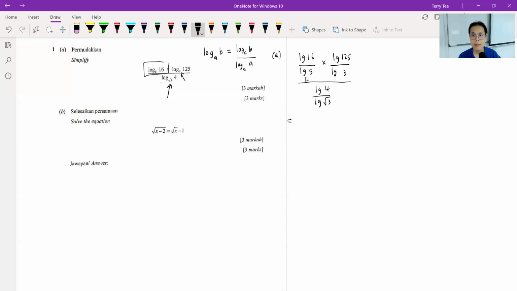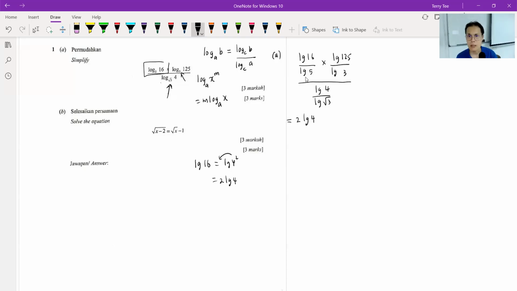Now, we know 16 can be written as 4 power 2. So I could put a 4 here. The power 2 I transfer in front. For those who are not sure about this, let me write down the formula, we call it the power rule. Log base a of x to the power m, we can actually bring the power in front and write m log base a of x. So in this case, I'm changing my 16 to 4 power 2, and I'm bringing the power in front. You get 2 LG4.